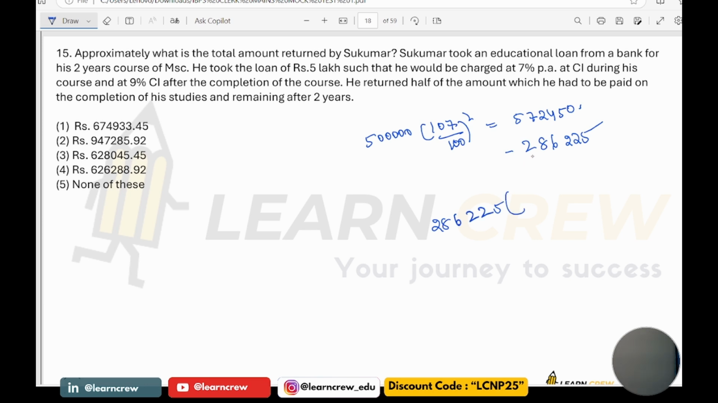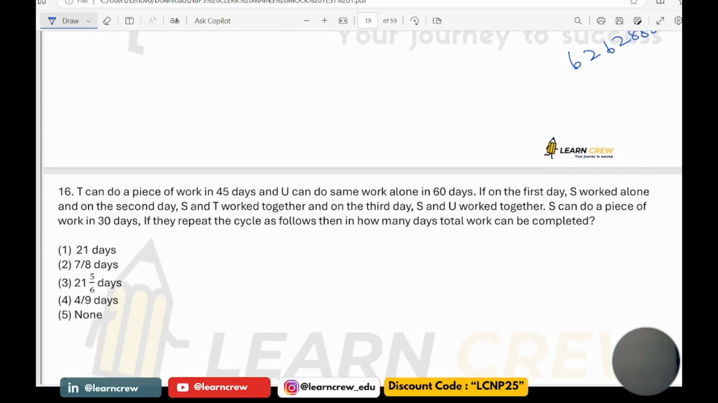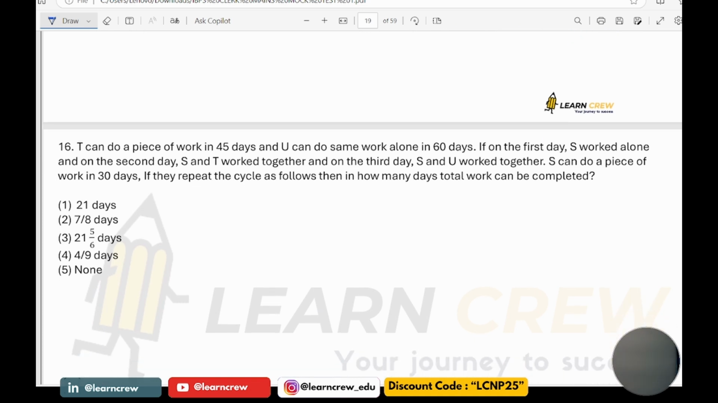So the remaining is how much? 286,225. Now you have 109 by 100 whole square, since 9% is compound interest. So how much are you going to get? It is 340063.9225. So the total amount he is paying, the sum of these two, is 626288. 626288 means option 4.